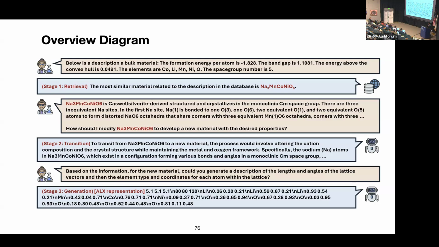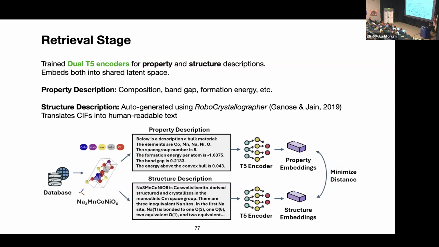So actually the model will directly output the LX representation, and then you can transform this LX representation into the CIF format using open source tools, right? So first, for the retrieval stage, basically we trained a dual T5 encoder for the property and structure descriptions to embed both into a shared latent space. So the property description here includes the composition, band gap, formation energy, and so on. And for the structure description, it's auto-generated using this RoboCrystal grapher open source model, and it translates the CIF into human-readable text.